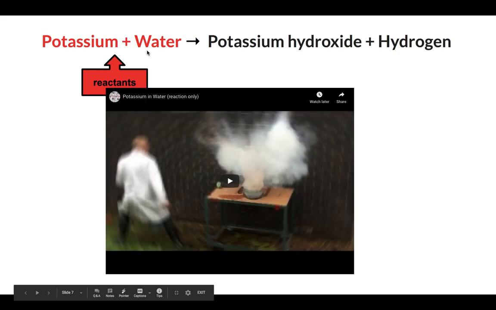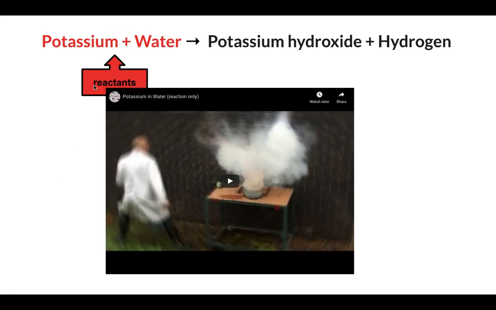Potassium and water, these 2 substances were the reactants. When they combined, they created 2 new substances, potassium hydroxide and hydrogen. These are the products. The arrow shows us that a chemical reaction happened and that these substances cannot be changed back to potassium and water.